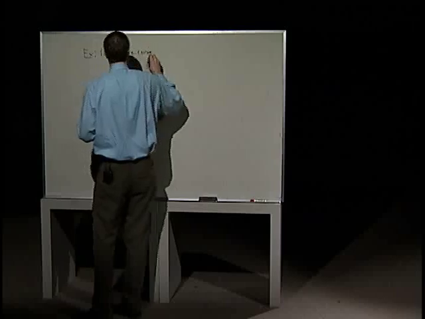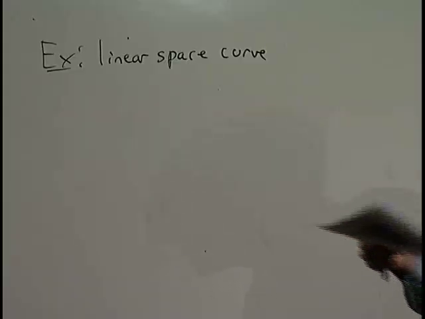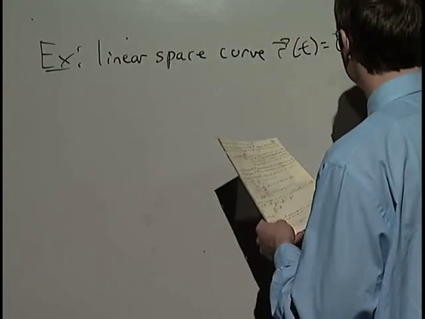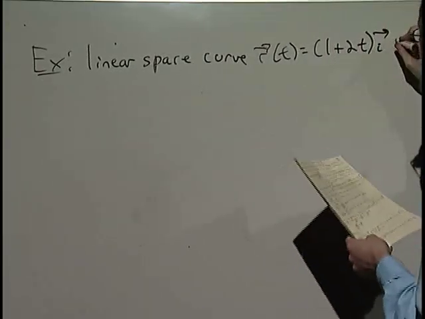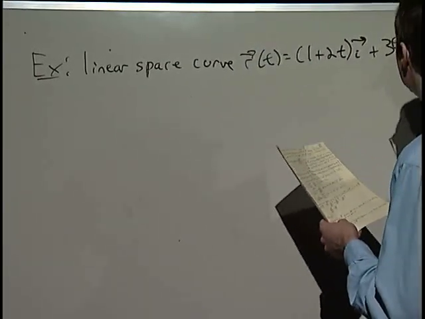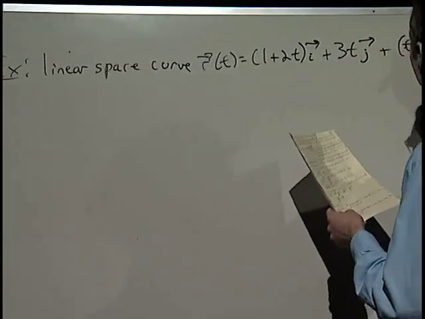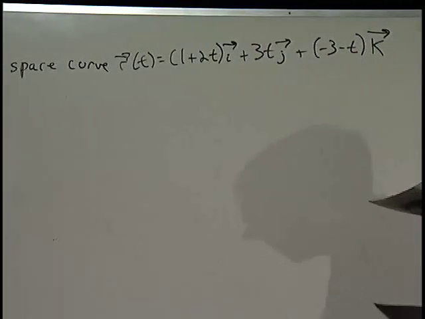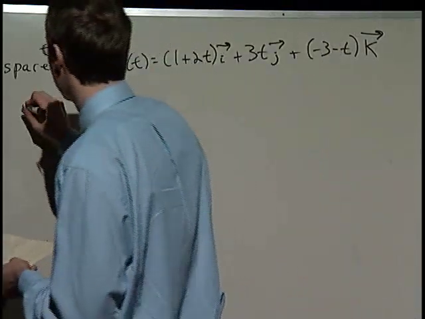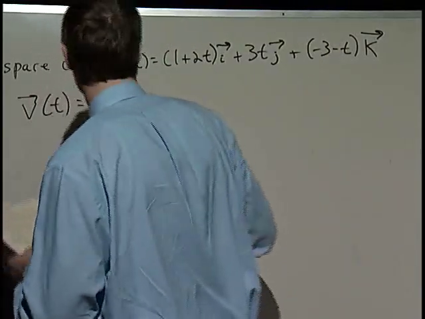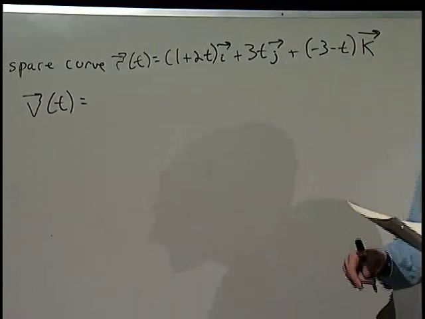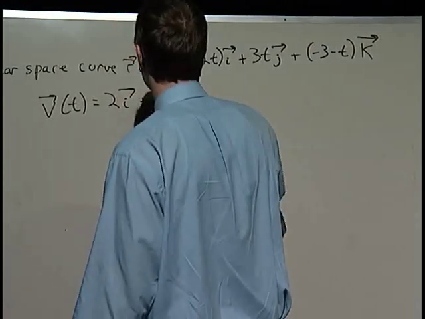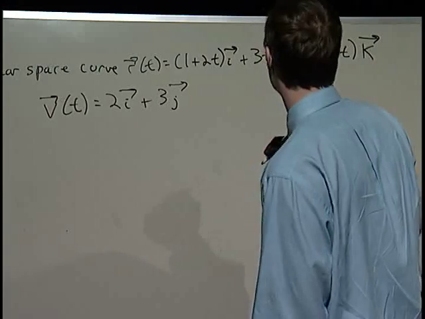So think back to the section on equations of lines and planes in space. So we have r of t, let's see, (1 plus 2t) i plus what? 3t j plus (negative 3 minus t) k. So it's a linear space curve. It's a line in space. And let's see here. So the derivative, v of t, well, these are all going to have constant derivative up here because they're all linear terms. So this is going to be what? 2i plus 3j, and that's going to be what?